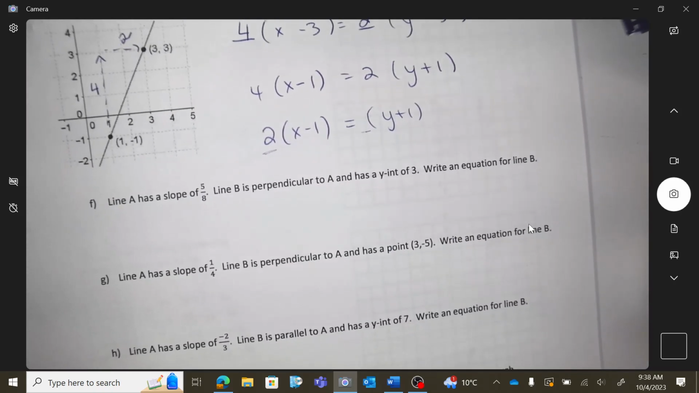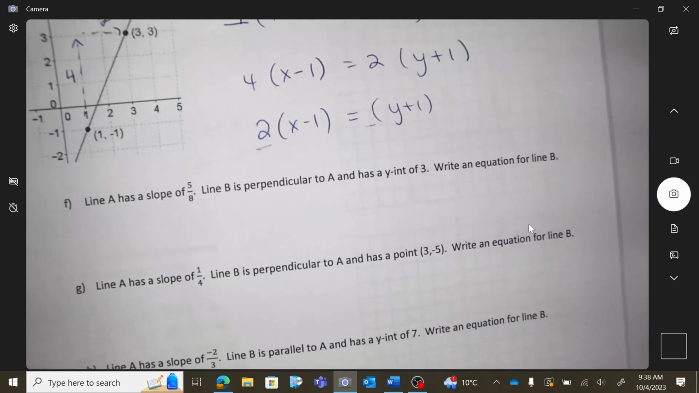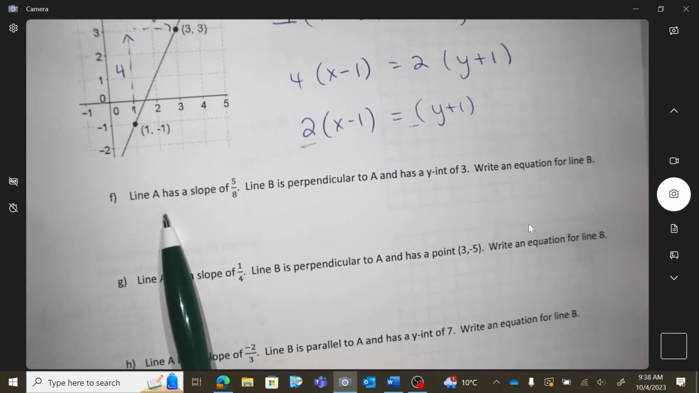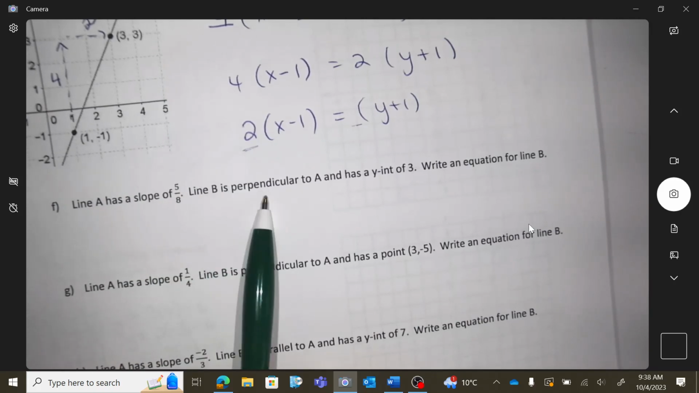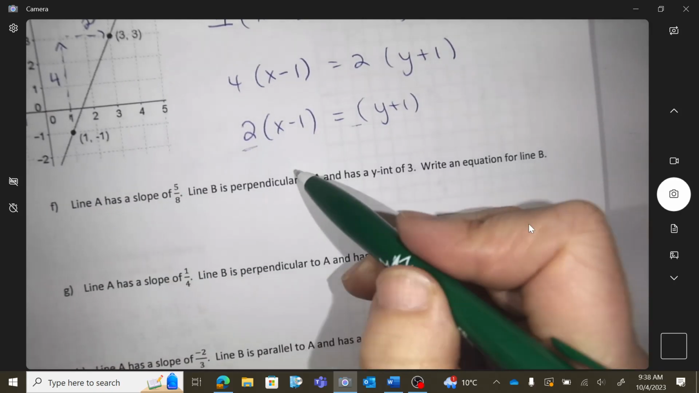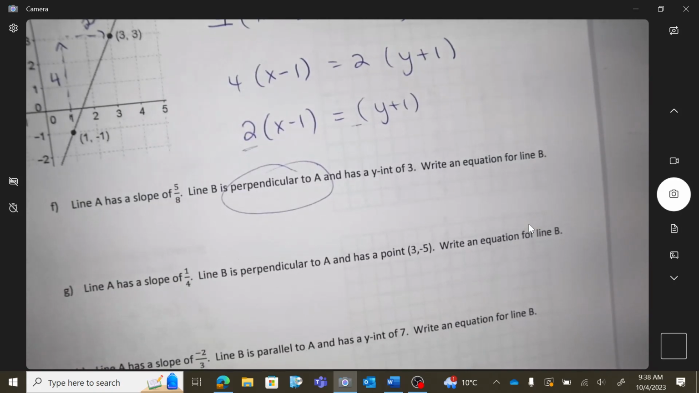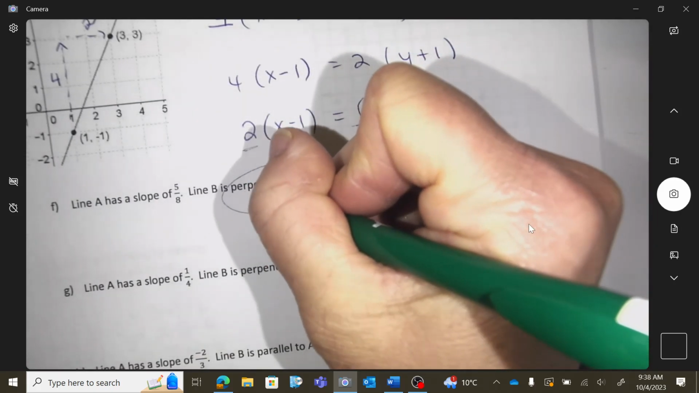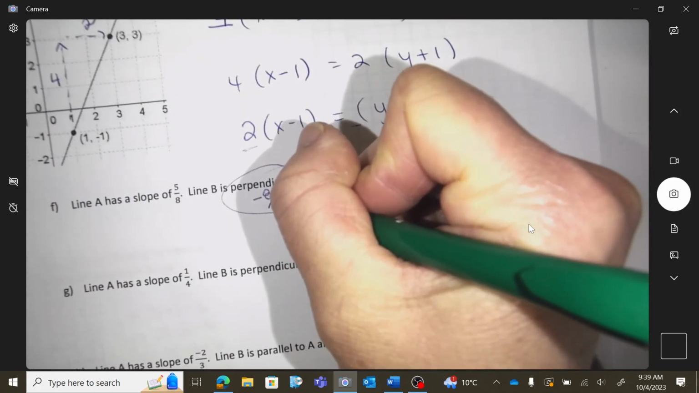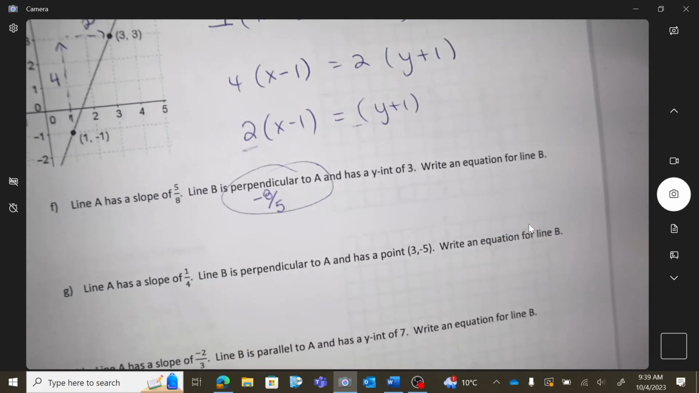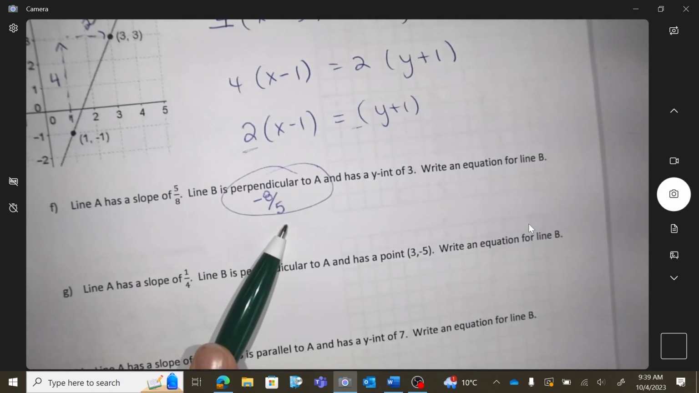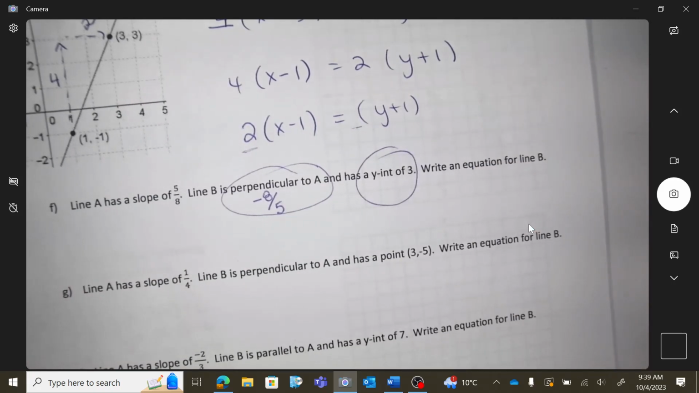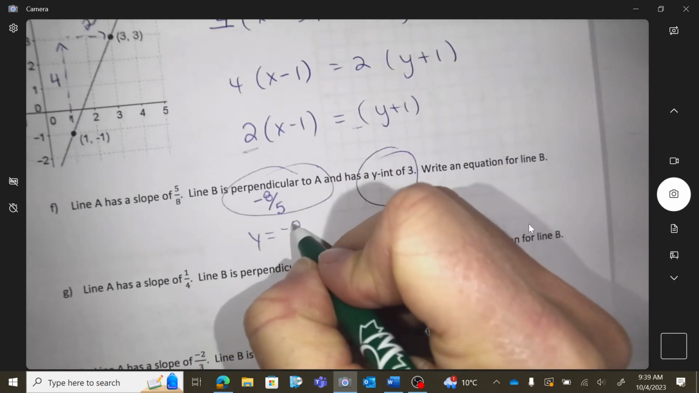Okay, the next one. There's a line that has a slope of 5/8, but you need to be perpendicular to that. So if you want to be perpendicular, what is your slope? What's the rule? Opposite, flip. So if this is positive, this has to be negative. And it gives me a y-intercept. So now I can write.